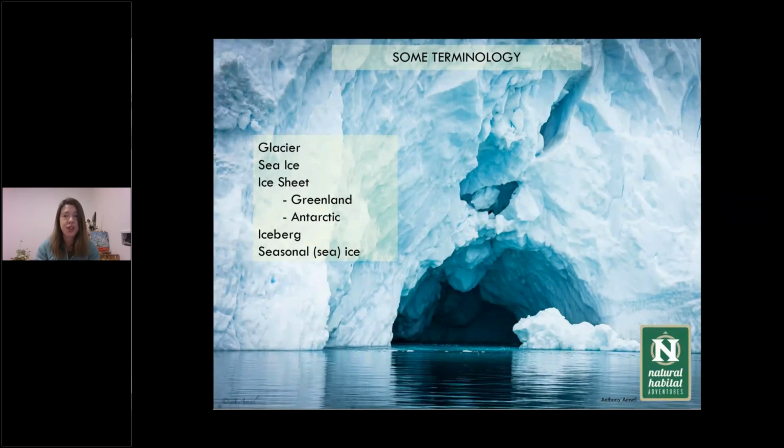Ice sheets are the mass of glacial ice, so our freshwater ice that are on land that extend for more than 50,000 square kilometers. So that's about just under 20,000 square miles. There's only 2 ice sheets on Earth today. Obviously, if we look back through our ice ages, there would have been other ice sheets, and I'll mention one later on.